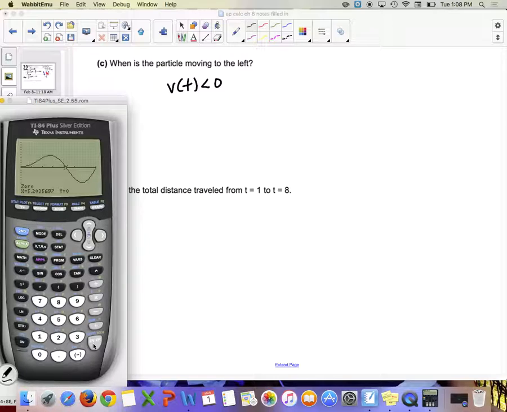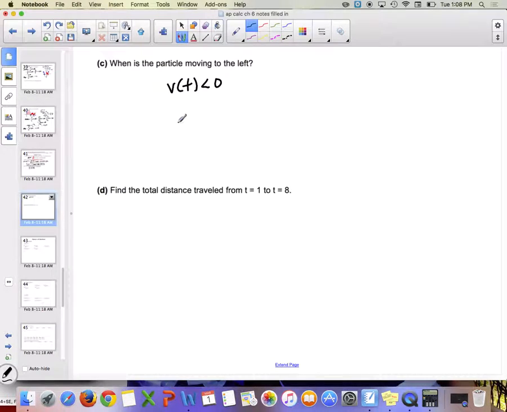So we have 5.204. So it's going to be on the interval (5.204 to 8). Okay, don't go further. Don't say to infinity. Okay, because you only know it's happening from 1 to 8.